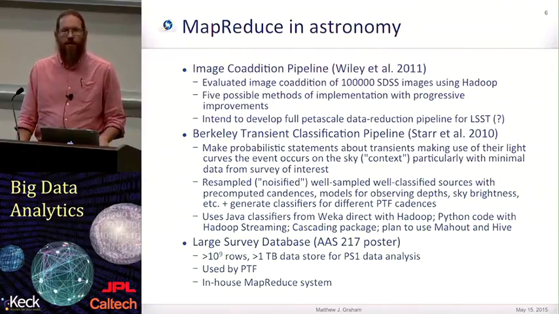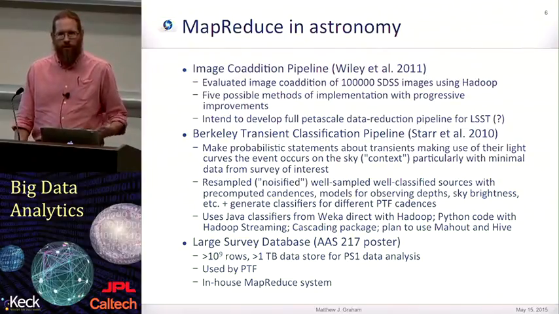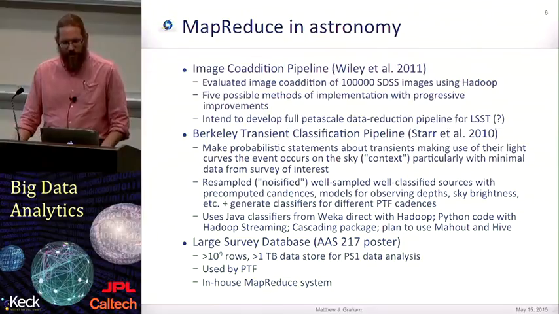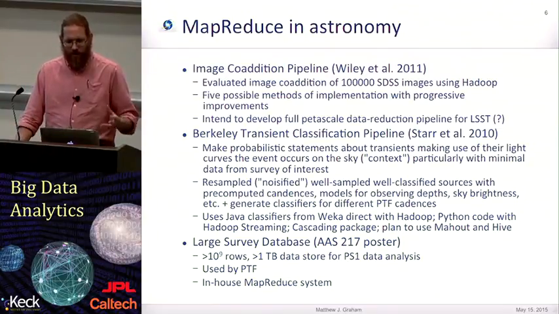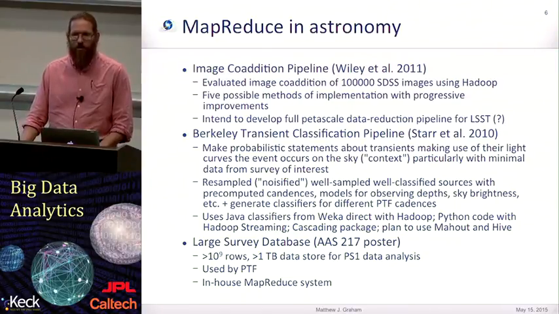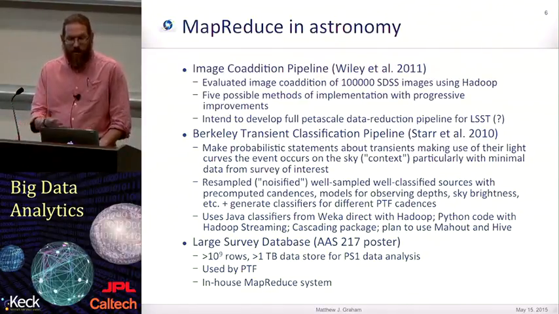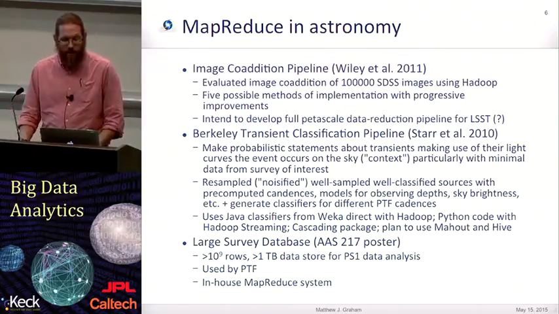It used a particular part of Hadoop called Hadoop streaming, which allows you to work with a data stream rather than with static data. It makes use of a thing called the Cascading package, which is for wiring things together. And the intent, certainly in the publications, is to use what's called Mahout and Hive, which are different libraries under Hadoop.